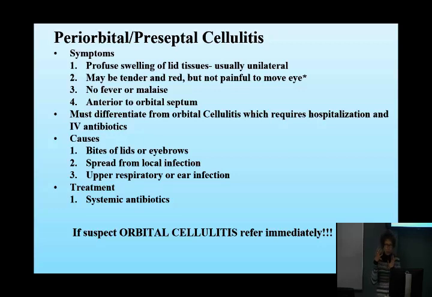It's a local inflammation on the frontal structures of the eye. They could have an upper respiratory or an ear infection that spread. And with this, we treat with a systemic antibiotic. If you're ever not sure though, absolutely refer them, because with orbital cellulitis, there is a very thin barrier between the orbit of the eye and the brain behind it. Anything that we suspect could be bacterial behind the eye, we definitely want to make sure that they get the appropriate antibiotics, and you don't want to fool around with that.